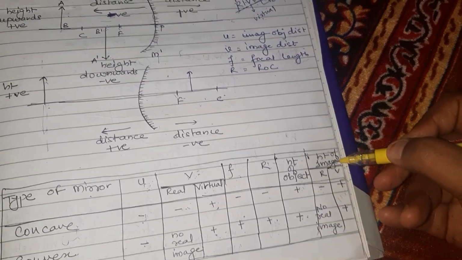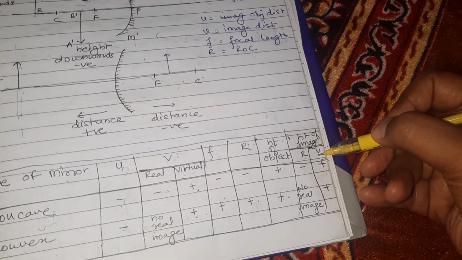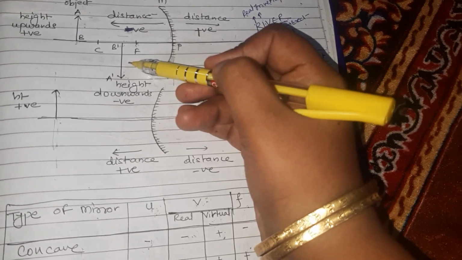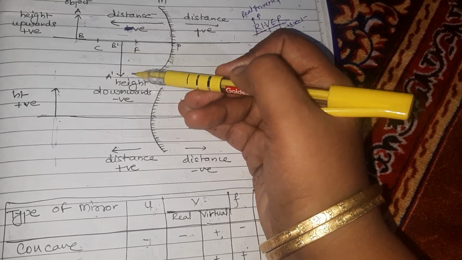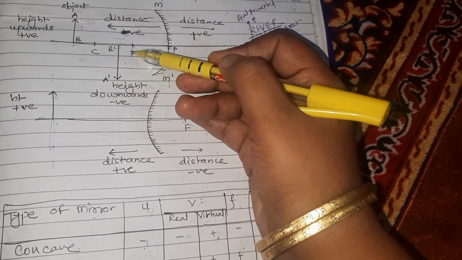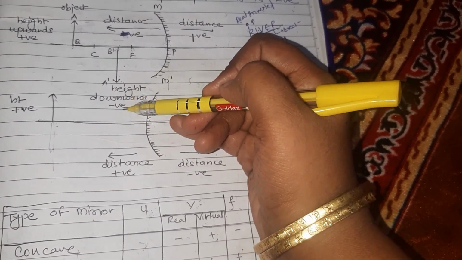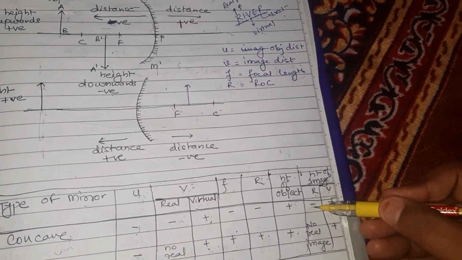Now height of image. There are again two types of image, we know that, real image and virtual image. Real image is always inverted, right? So for calculating height, we will move downwards. When we are calculating any distance downward, it is always taken as negative. So here it is negative.